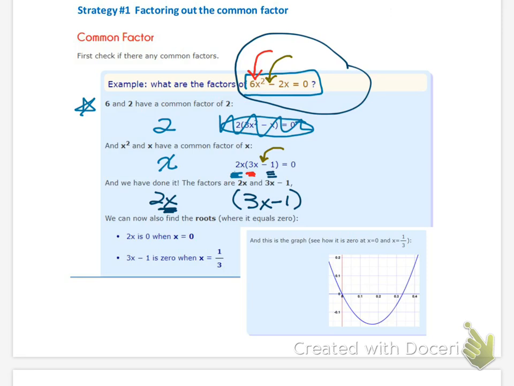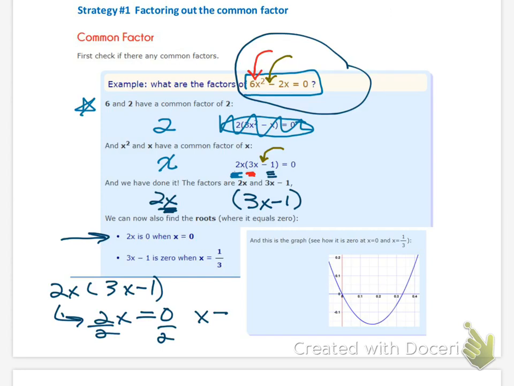Okay, we're going to use these factors to get our roots. Set each factor to 0, and that's what they're doing there. Okay, so I have 2x times 3x minus 1. If I set 2x equal to 0, the only place that's going to happen is if x equals 0, and there we go, that's my root.